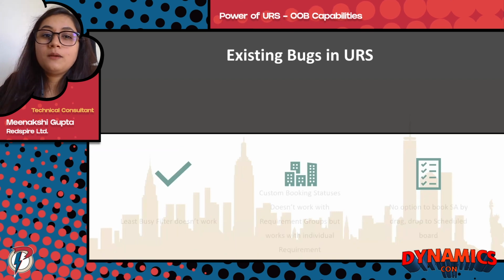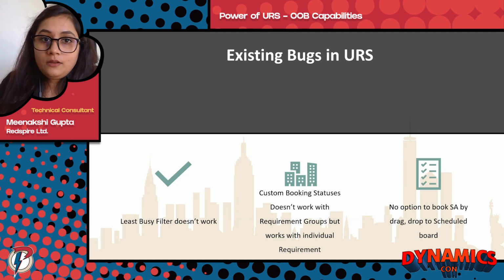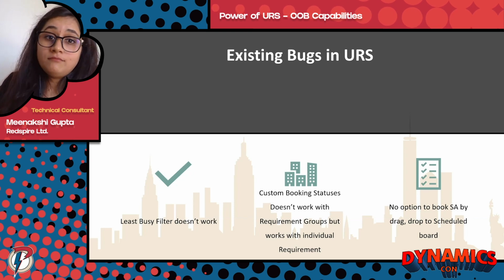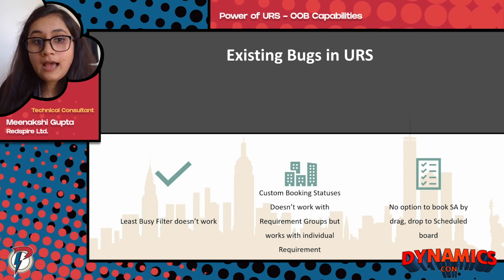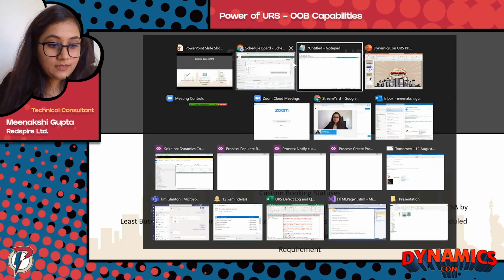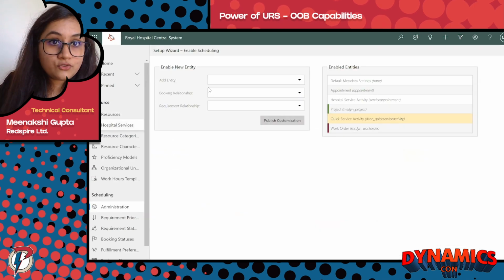Next, there are a couple of bugs in the URS. There are a couple of things which don't work, but they are supposed to work in the next release. One is the least busy option. For example, I have around 100 resources. Some work just 2 hours a day, some work, let's say, 12 hours a day. Obviously the person who works more is less busy than the other person. This functionality doesn't work, but it is possible. I'll show you quickly how to enable this.